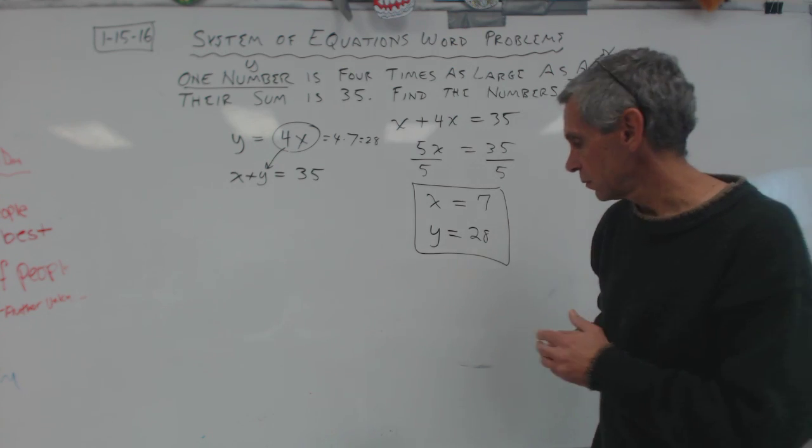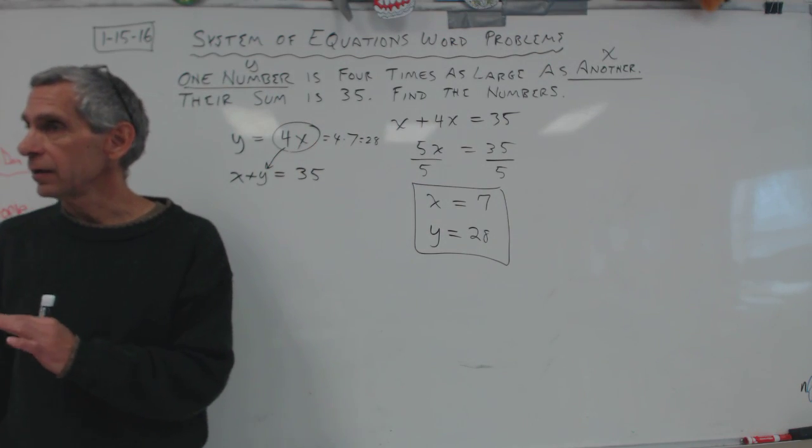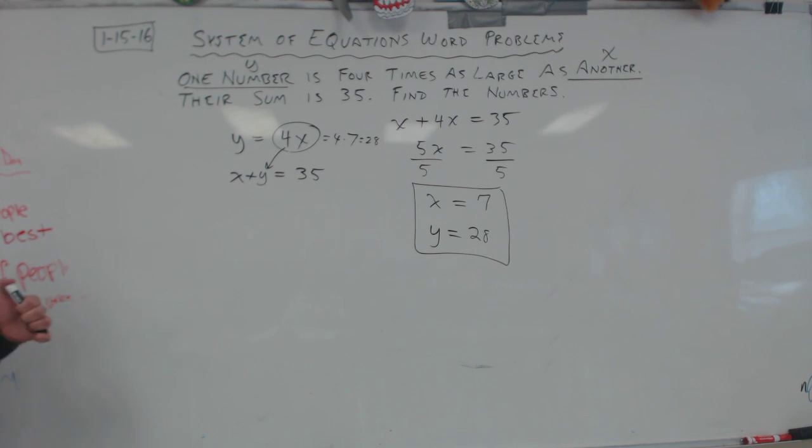Correct, exactly. Can I erase this? Everybody got it? It's all in your notes. Why did you add it to the 4x? Wouldn't you just add it to the x plus y is 35? Yeah, that would be easier.